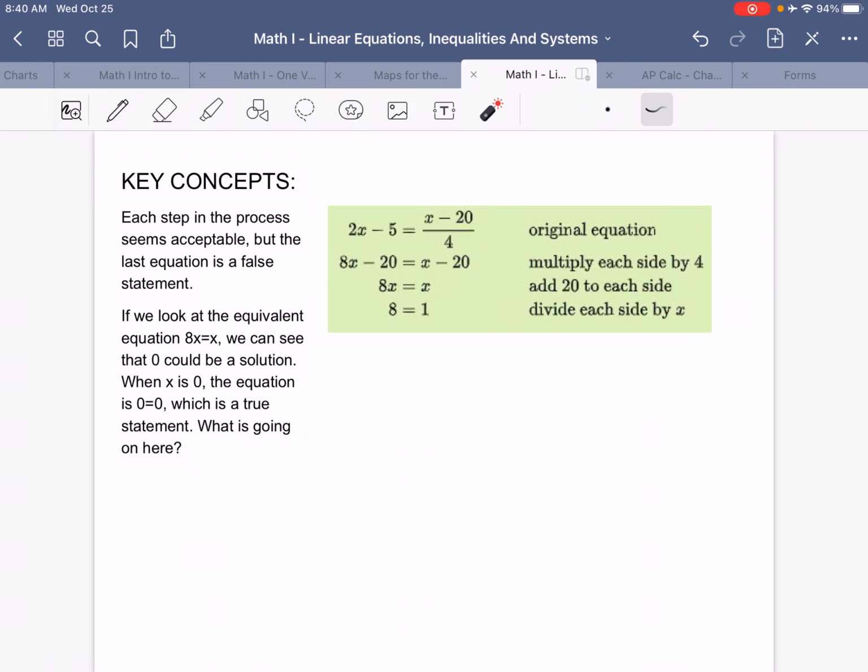If you try to divide by 0 on your calculator, what your calculator is going to tell you is either error or undefined or something like that. And that's your calculator's way of saying that's a dumb question. You can't divide by 0.